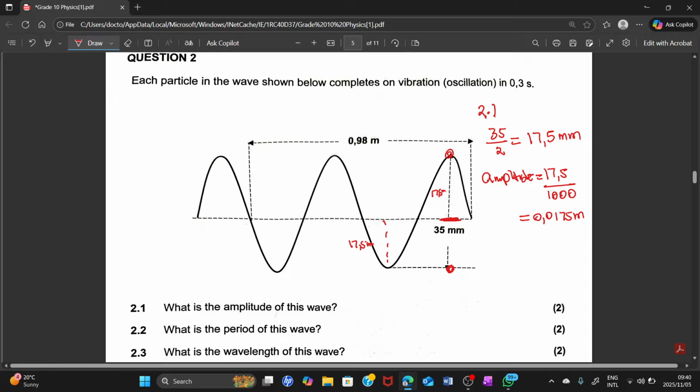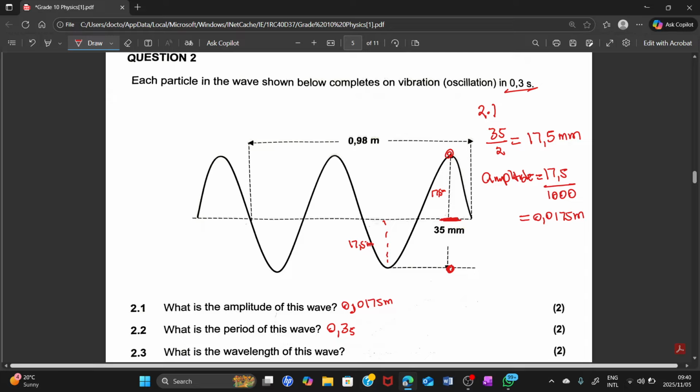Now, let's come to the next question. We are done with this one. 0.0175 meters. What is the period of this wave? We are talking about period, which is time. Okay. It's given up there: 0.3 seconds. 0.3 what? Seconds. That is the answer for that.